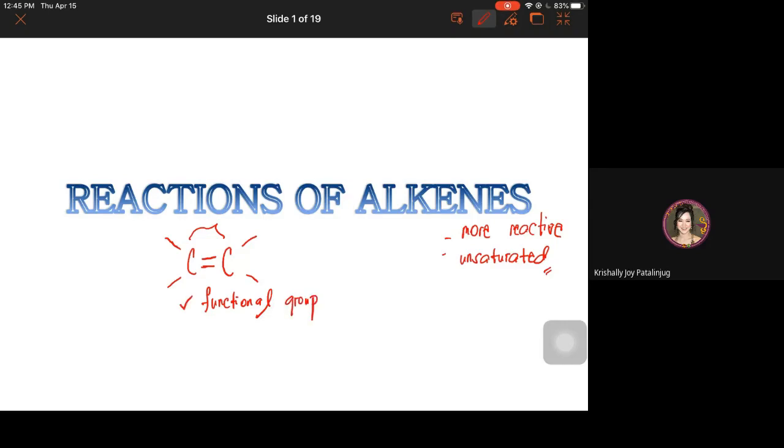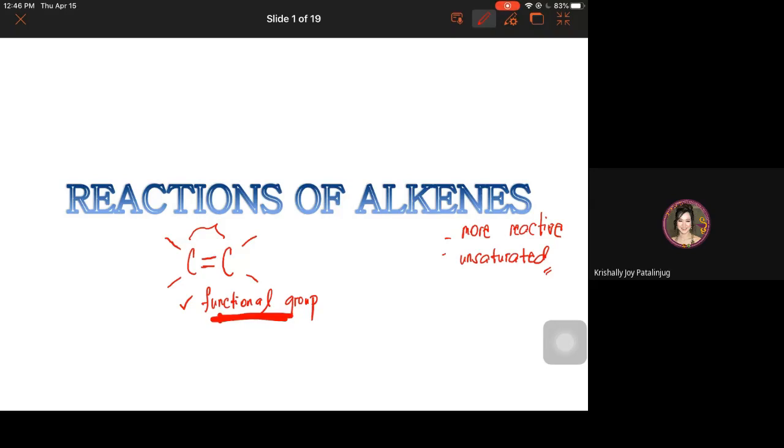Now, why do reactions most commonly occur here? Recall, what is the definition of functional group? When we define functional group, this is the part of an organic molecule or organic compound where most of the reactions occur. Whatever the functional group of that particular organic compound is, that is where the chemical reaction happens. So for alkenes, the chemical reaction happens at the carbon to carbon double bond.